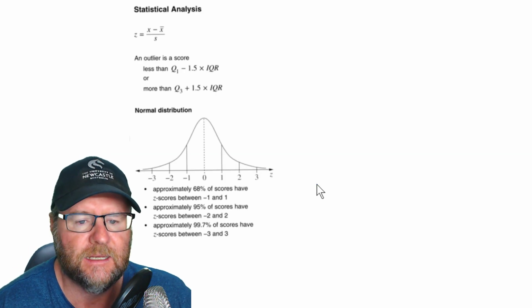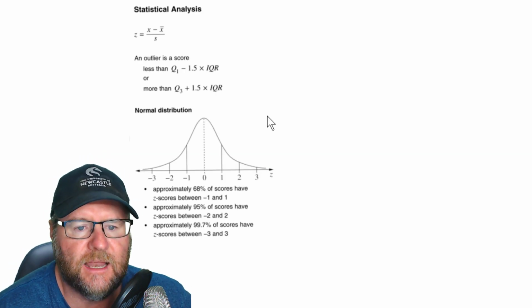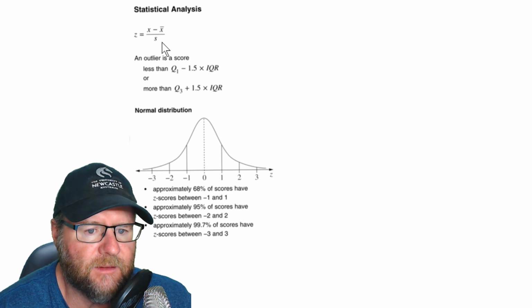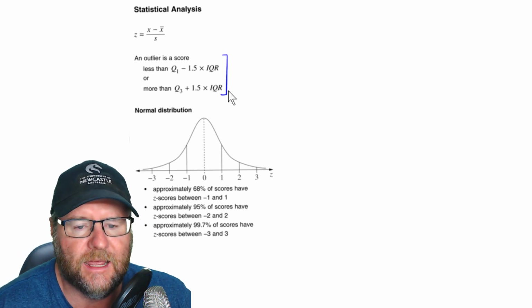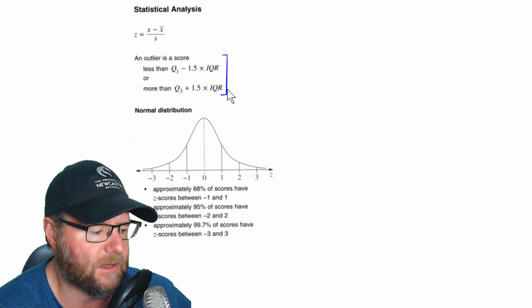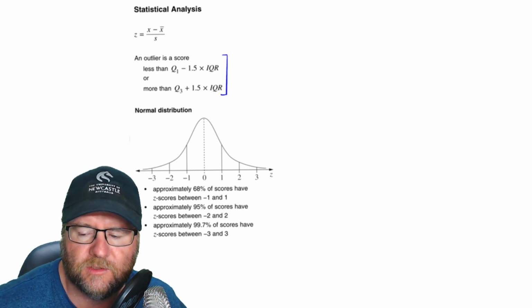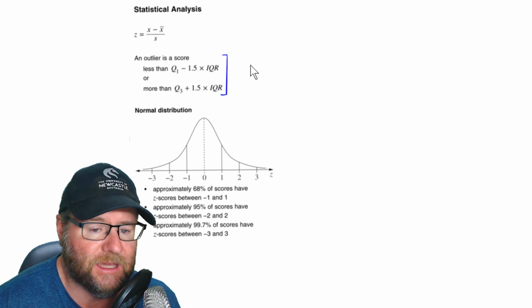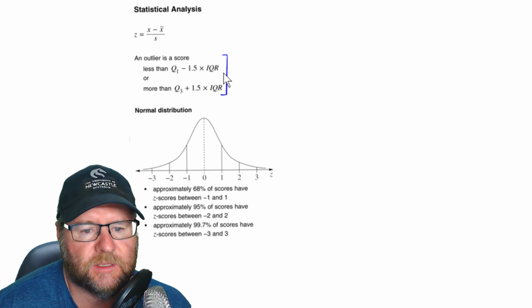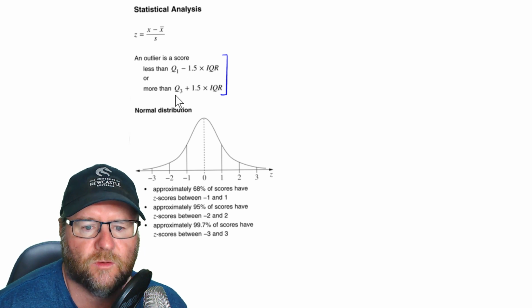We're nearly done. Now, statistical analysis. The formula here at the top. Actually, let's do the outliers first. Outliers are scores that are really low or really high, way off the rest of the data. To tell if something is an outlier, we apply this test to it. If it's less than this or more than this.